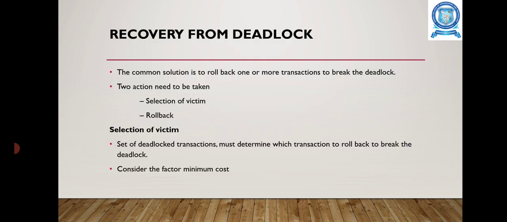Recovery from deadlock. The common solution is to roll back one or more transactions to break the deadlock. Two actions need to be taken. The first one is selection of a victim, and the second one is rollback. Selection of victim means that from the set of deadlocked transactions, we must determine which transaction to roll back to break the deadlock. Consider the factor of minimum cost.